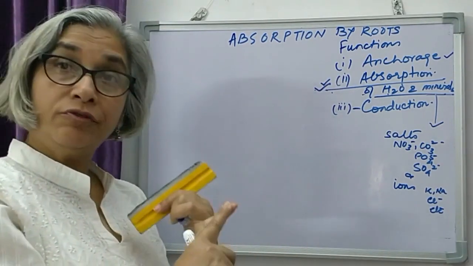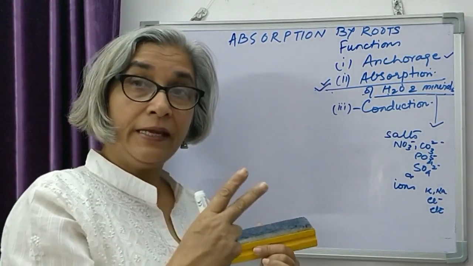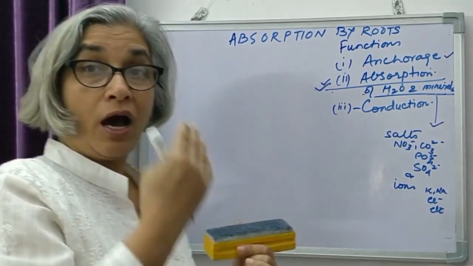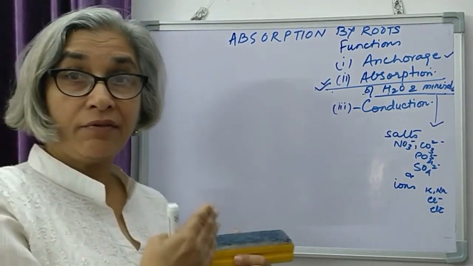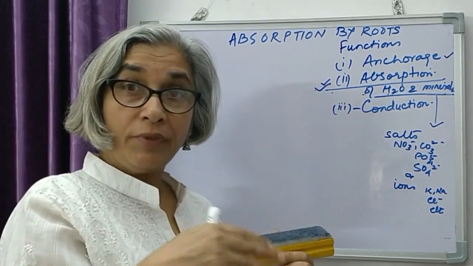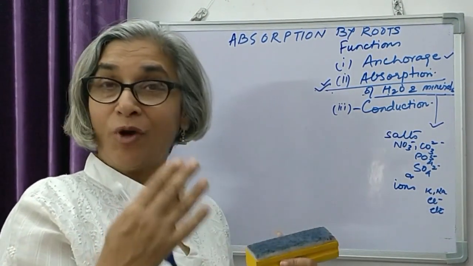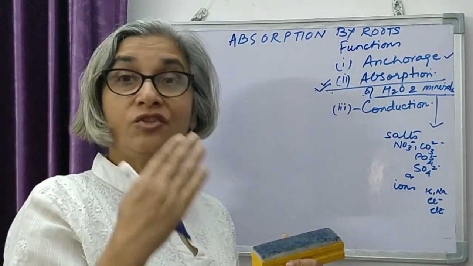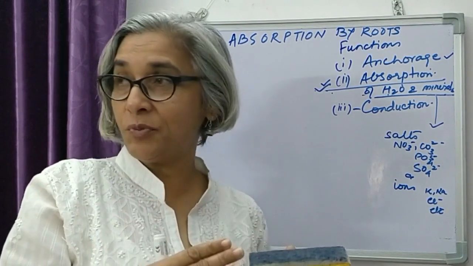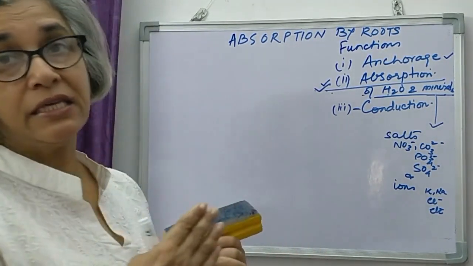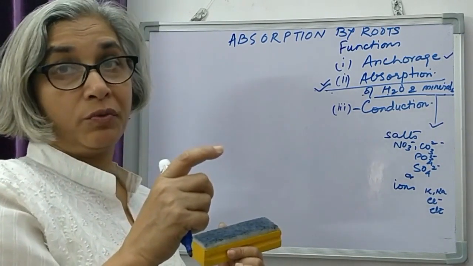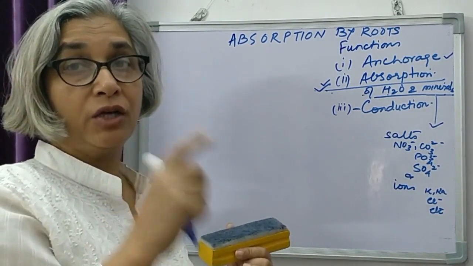Plant needs water for photosynthesis. Secondly, you have learnt how rain comes. Water is given out by plants in the form of water vapor from the aerial parts of the plant, and the process is called transpiration. Transpiration, if we have to define transpiration, we say it is the loss of water in the form of water vapor from the aerial parts of the plant.